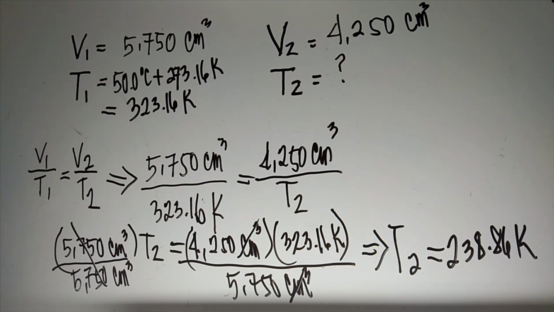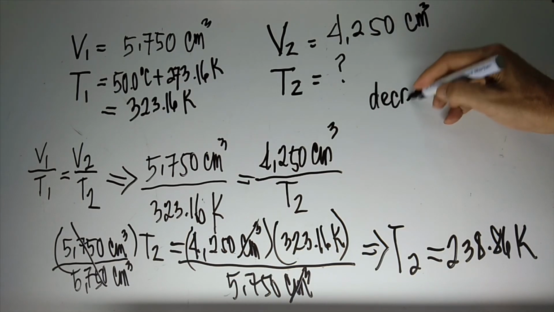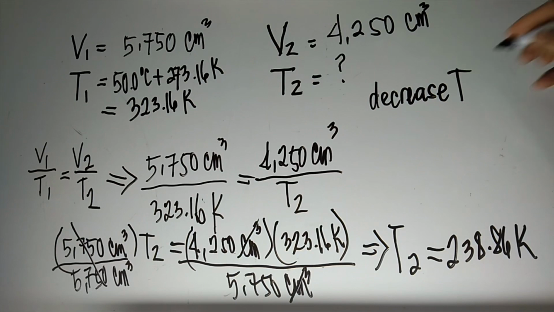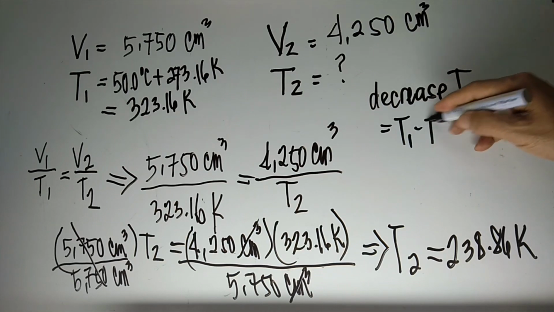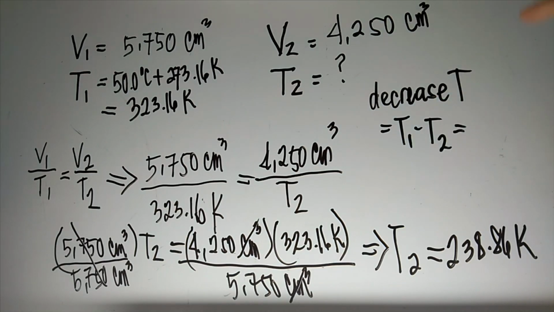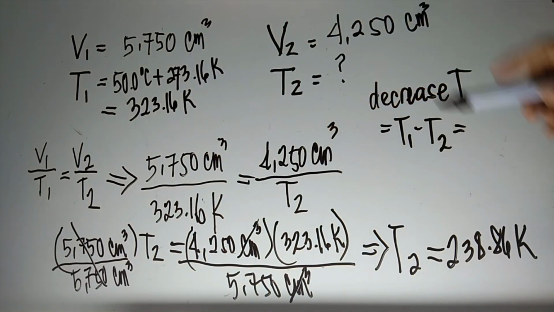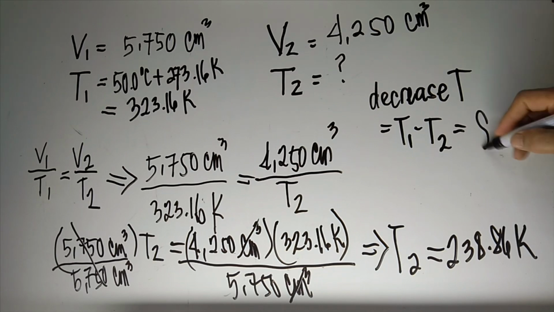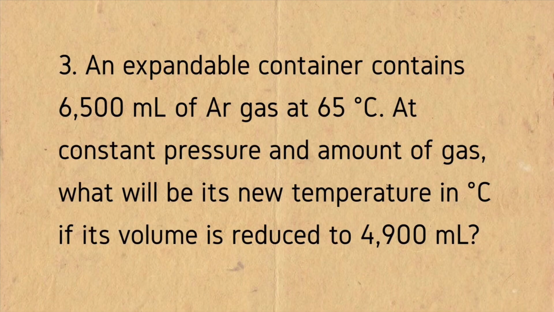What is asked is the decrease in temperature. So, to answer the question, the change or decrease in temperature will be equal to T1 minus T2. Okay, so this value 323.16 Kelvin minus 238.86 Kelvin will give us a value of 84.3 Kelvin. Let us now proceed to problem number 3.